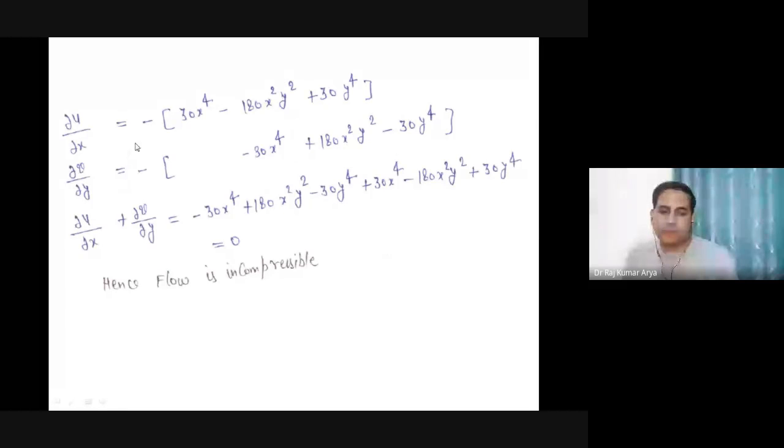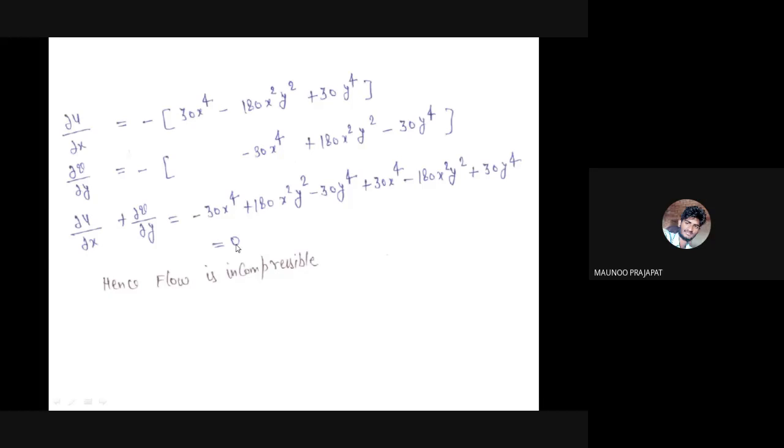After that, you use your continuity on the left hand side part. So del u upon del x plus del v upon del y. Add these two terms, and finally I am getting it equal to 0. It means it is a 2D incompressible flow in the xy plane.